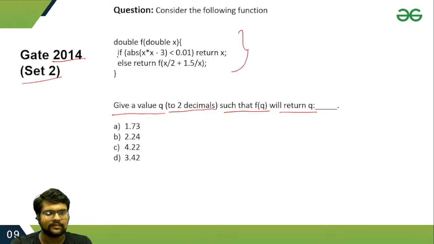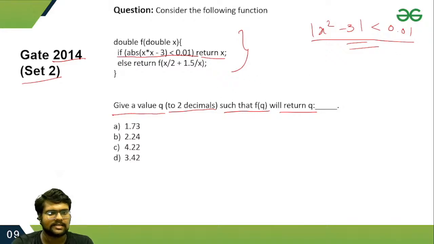So here there is one condition. If we pass x, if this condition is satisfied, then we will return this x. So we have to find the value of x for which this condition is satisfied. Here absolute means mod, and x into x means x square minus 3 should be less than 0.01. So we have to satisfy this condition. So let's try the options.